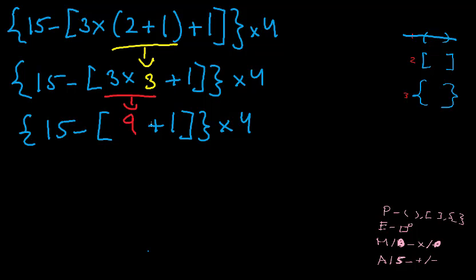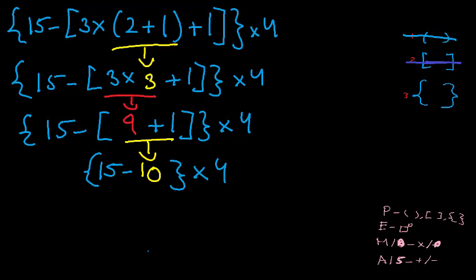Now we just have this addition problem to do. So 9 plus 1 would equal 10, and then we would bring down the rest of the numbers. Now, since we're done with the square brackets, I removed the square brackets and just brought the whole answer down. So now we're done with the square brackets. Now we just have the flower brackets left to do.